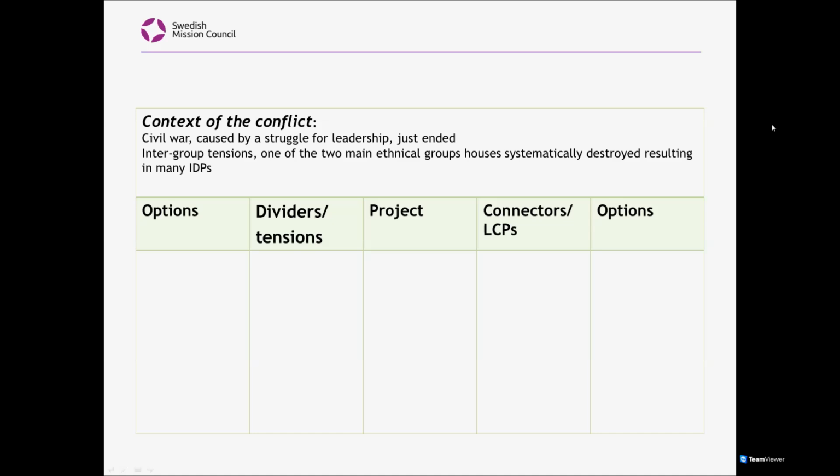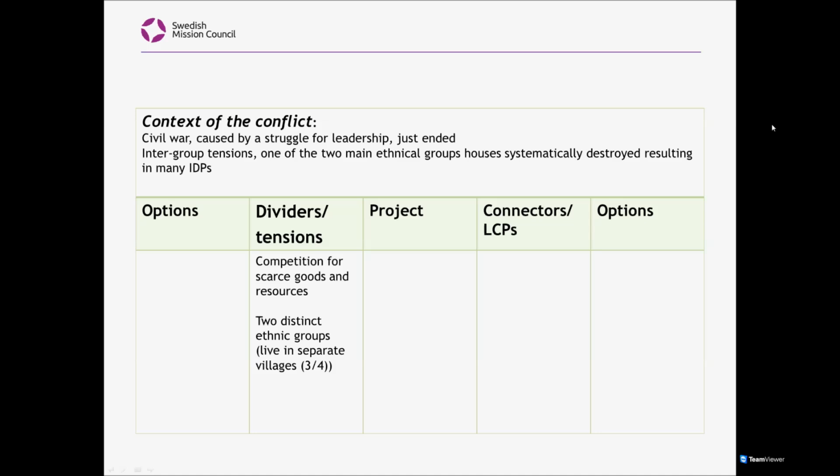We have now gone through all the steps of the analysis. Let's do a short repetition of the six steps with examples from a case. So, step 1 was understanding the context of the conflict. In this case, a civil war caused by a struggle for leadership just ended. There are two main ethnic groups in the country, and during the war they were on opposite sides. At the end of the war, troops from one of the groups systematically destroyed houses of the other group, resulting in many IDPs, internally displaced people. But houses and buildings belonging to people of both groups were destroyed. When the project in this case starts, IDPs are returning.